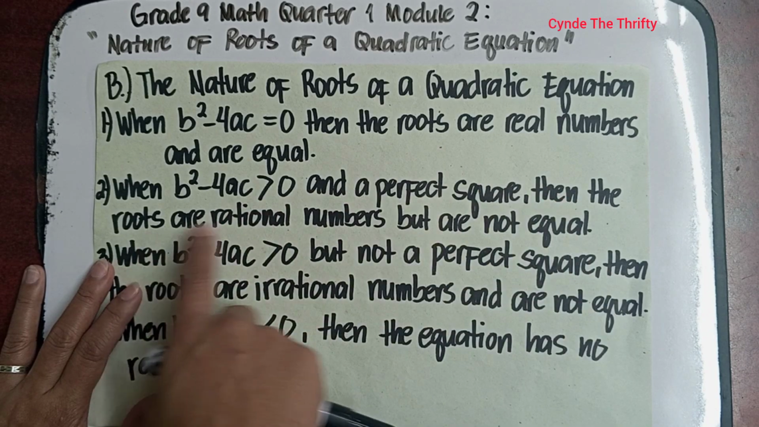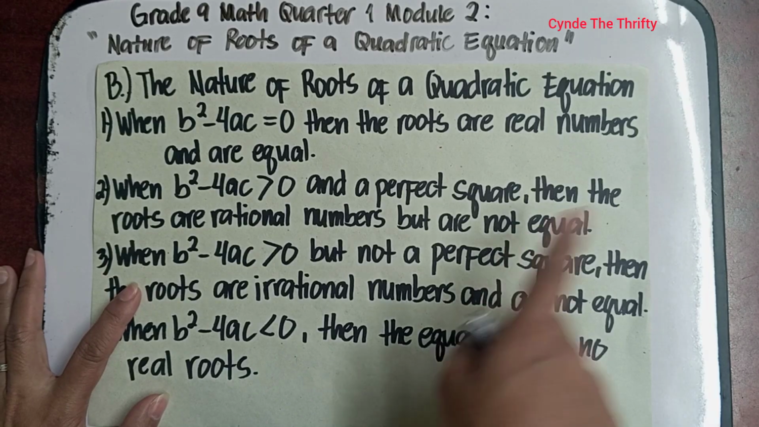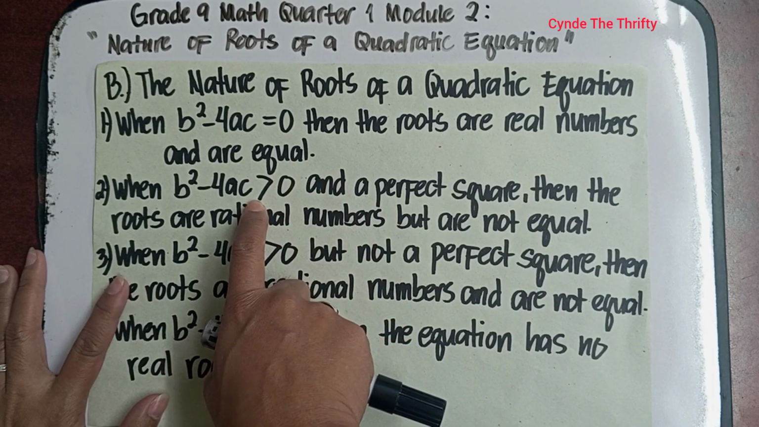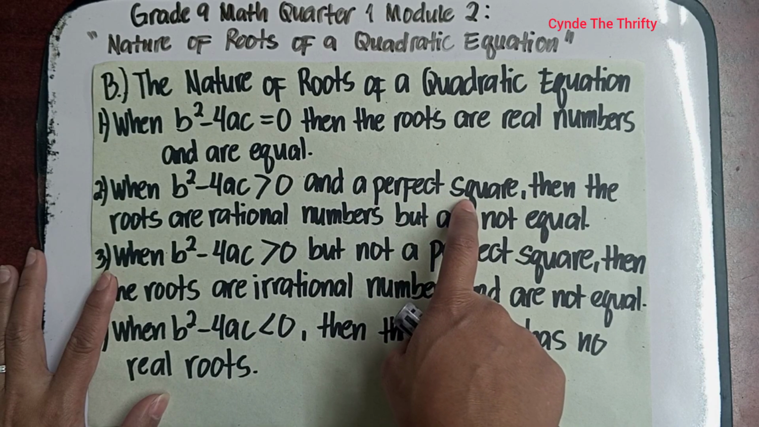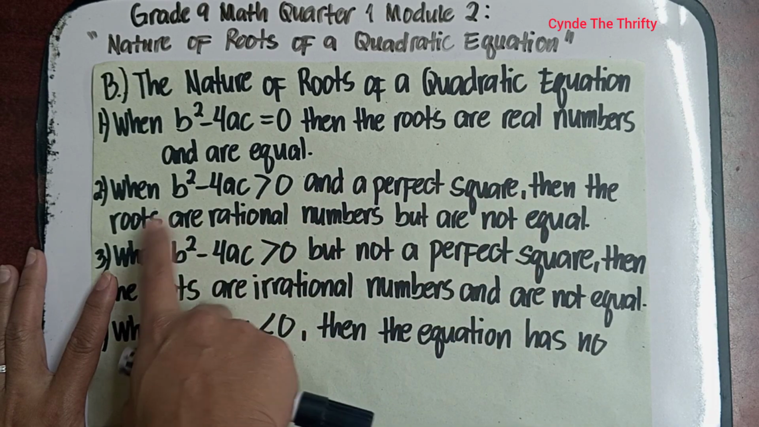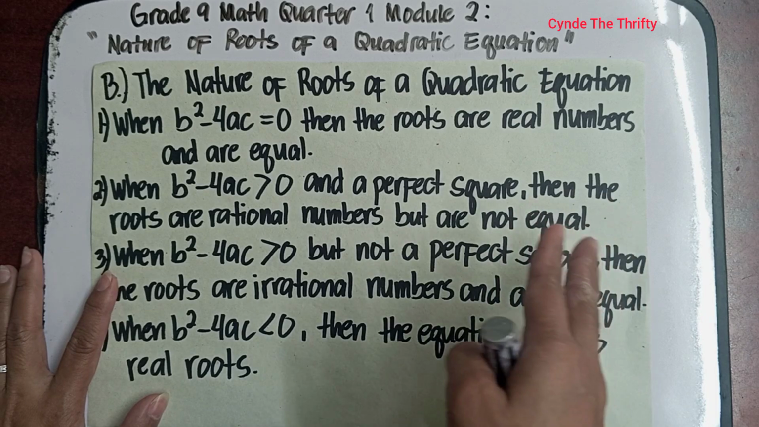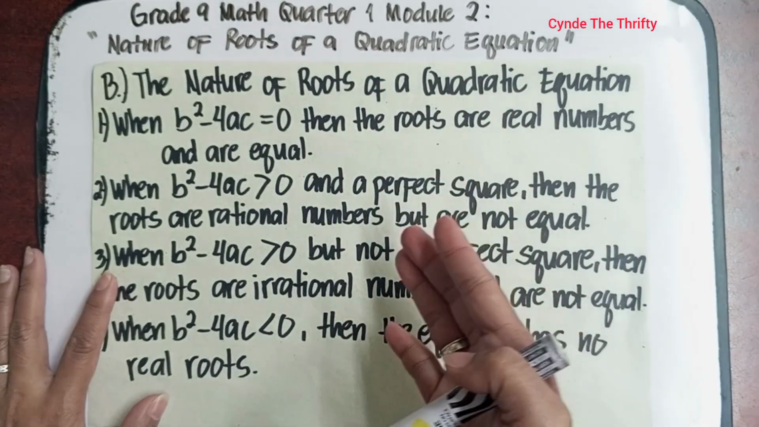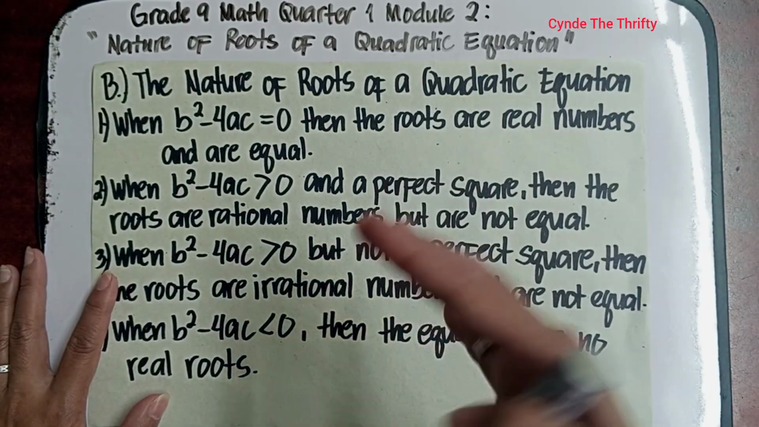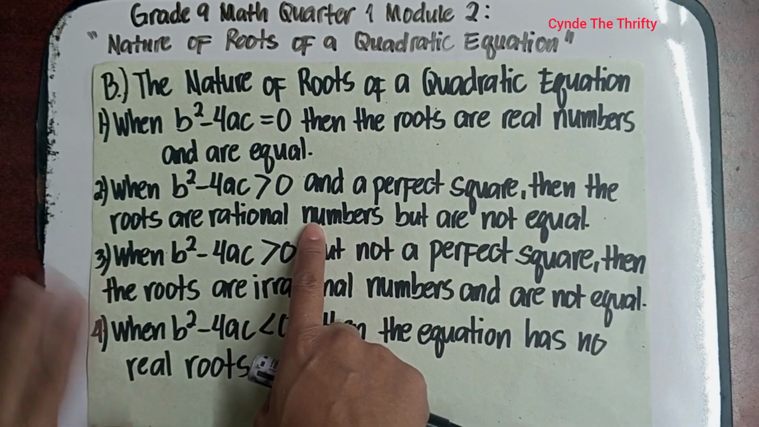Then, the roots are rational numbers, but are not equal, okay? So, ang roots natin, kapag greater than 0 ang value ng ating discriminant and a perfect square siya, so ang ating roots are rational numbers but are not equal. Ano yung rational numbers? Ito yung mga numbers na pwede nating i-express into fraction. Okay? So, pwede natin siyang i-express into decimal or fraction. Yun yung mga rational numbers.